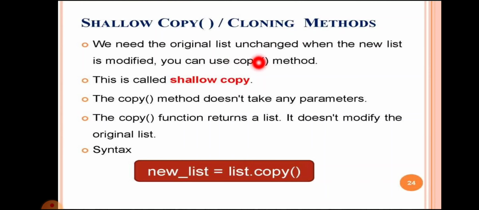When we need the original list unchanged when the new list is modified, you can use the copy method. This is called shallow copy. The copy method doesn't take any parameters. It returns a list and doesn't modify the original list. If we use equals to, and I change the new list, then the old list is also changed. In order to see no changes in the original list, we need to use the copy method: new_list equals list.copy.